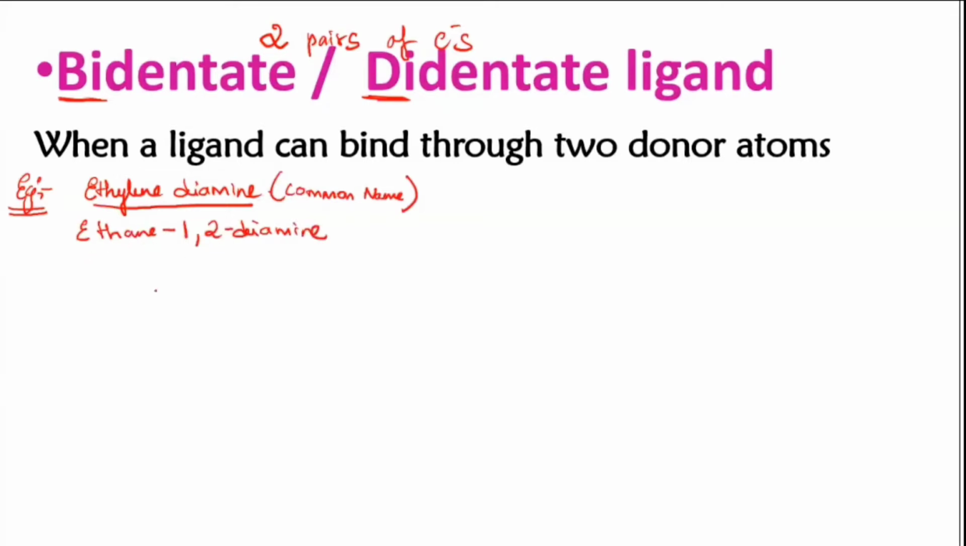Now, how will the structure be? See the parent chain, ethane. That means there are two carbons, no? So I will write two carbons here. I'm just writing the skeleton first, then we will fill the valency using hydrogen. Then they have said 1 and 2, first position and second position, diamine. That means the first and second positions have an amine group, and there are two amine groups.